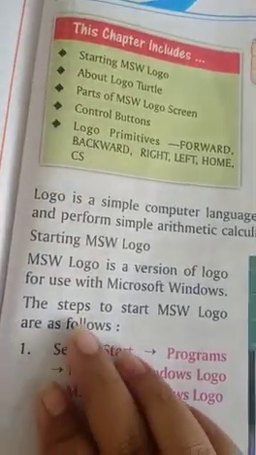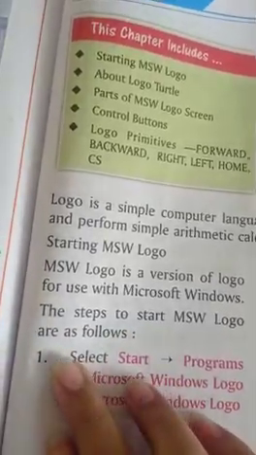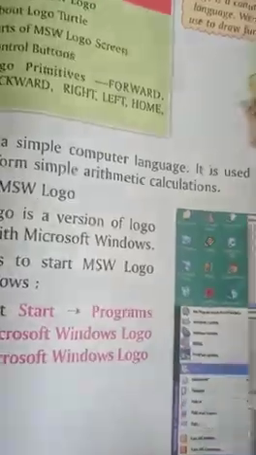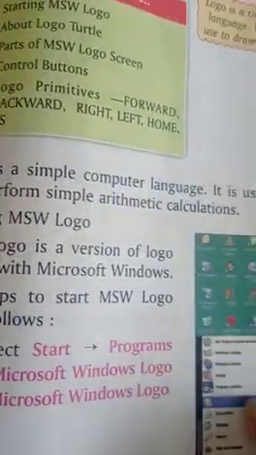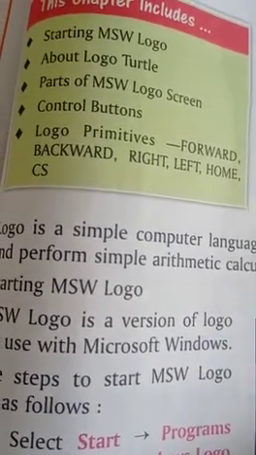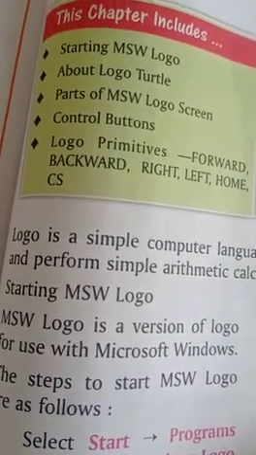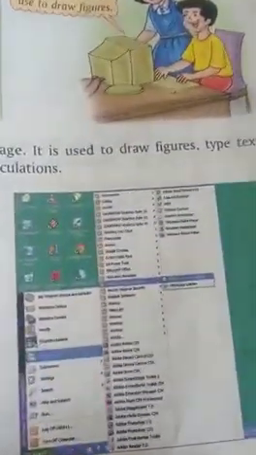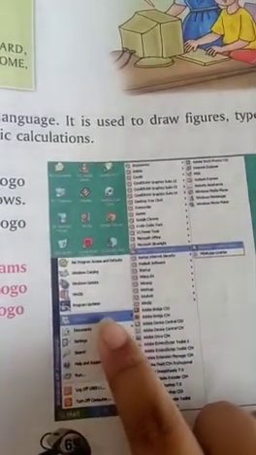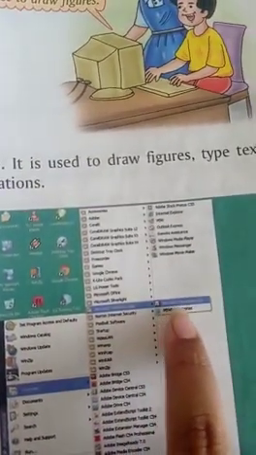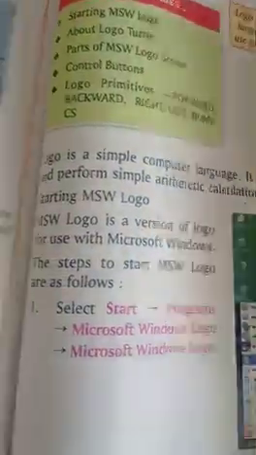The steps to start MSW logo are as follows. First step is select the start button, then select the programs button, and then select Microsoft Windows logo. Look at this figure. Firstly select start, then select programs, then select Microsoft Windows logo.